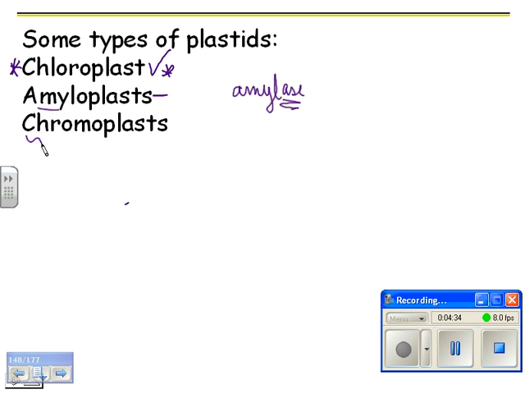Here's a plastid that has different colors in it, not just green. So chloroplasts are all green, but chromoplasts, chrome I think means color in some other language. Anyway, these can be all kinds of different colors. So we'll talk about those. So we'll talk about chloroplasts first, then a little bit on amyloplasts and chromoplasts. Chloroplasts are really important, and we're going to come back to them in a unit toward the end of the year when we do photosynthesis.